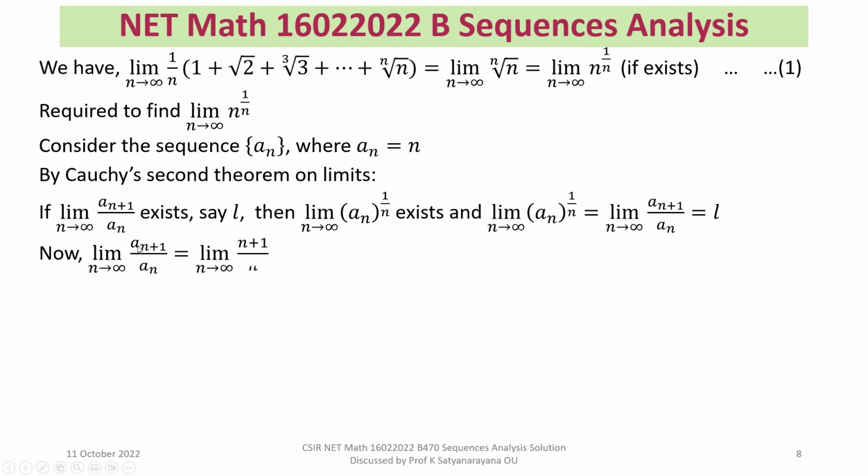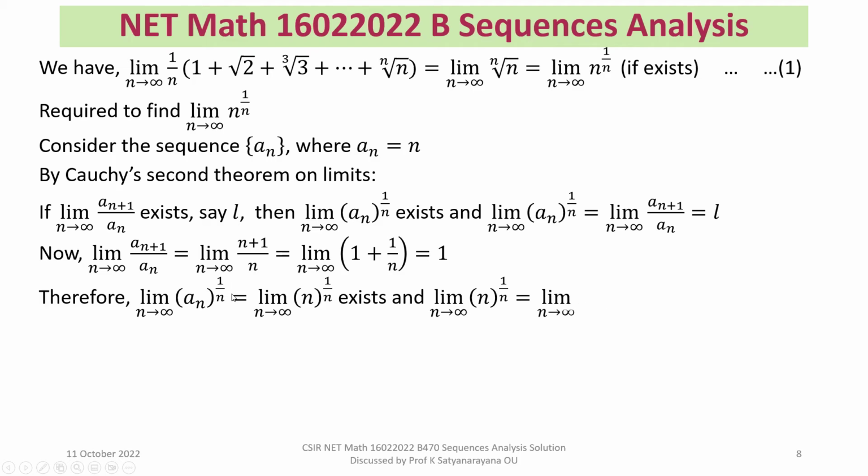Now, limit n tends to infinity of an plus 1 by an is equal to limit of (n plus 1) by n, because an is n. That is equal to limit n tends to infinity of 1 plus 1 by n, and that is equal to 1. Therefore, limit n tends to infinity an to the power of 1 by n, that is, the nth root of n, exists and it is equal to 1 by using Cauchy's second theorem on limits. Thus, limit n tends to infinity of n to the power of 1 by n is 1.